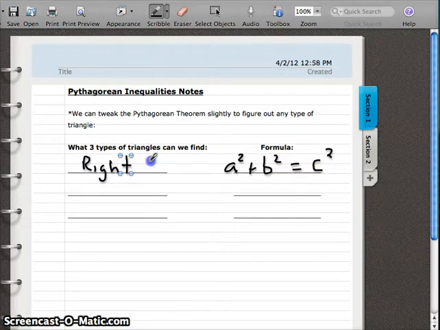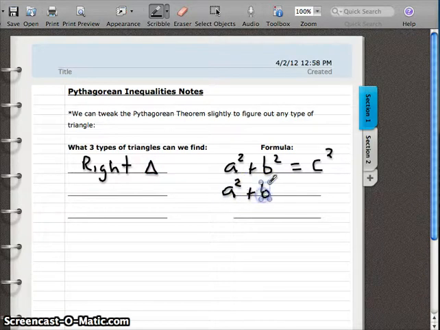whatever the hypotenuse is squared. But if we tweak this, if we just change this formula slightly, if we actually take away the equal sign and put in a different sign, an inequality sign specifically, we're going to be able to figure out if it's a different type of triangle. So the Pythagorean Theorem with an equal sign only works for right triangles, and the new stuff is this.